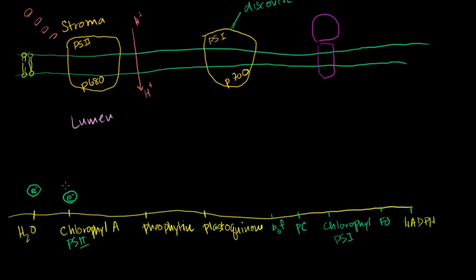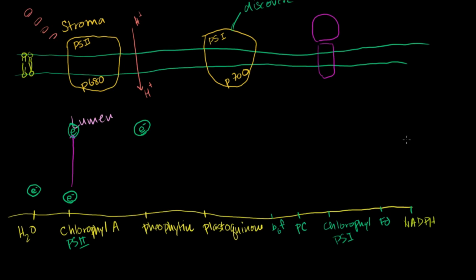And this dude right here gets excited. So it goes, let me do that in a brighter color, to a high energy state. So the electron here is in a high energy state. Ignore that lumen right there, it has nothing to do with this electron. And then it goes, and actually when it goes to the high energy state, maybe I should draw it like this. It actually shows up in pheophytin. That is the primary electron acceptor. And it's actually a chlorophyll A molecule.